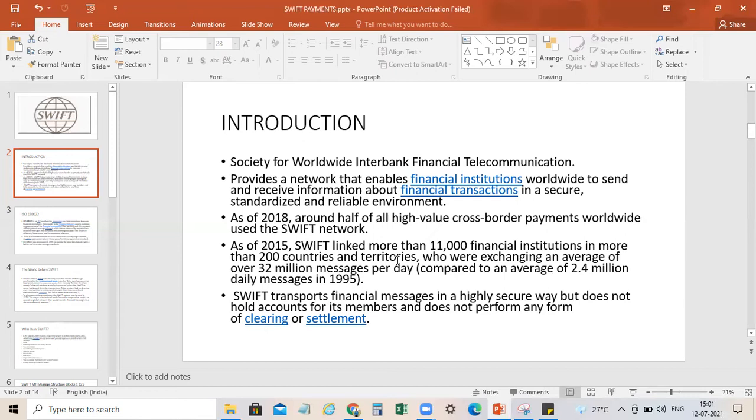SWIFT transfers financial messages in a highly secure way, but does not hold accounts for its members and does not perform any form of clearing and settlement. That's true. SWIFT only provides a medium to transfer messages from one bank to another, but it doesn't hold any kind of account for the participating banks, and it doesn't provide clearing and settlement, which government agencies do, like RTGS in India, Fedwire in USA, and so on. The clearing and settlement is always done by the government agencies of the respective country, and SWIFT plays no role in it.